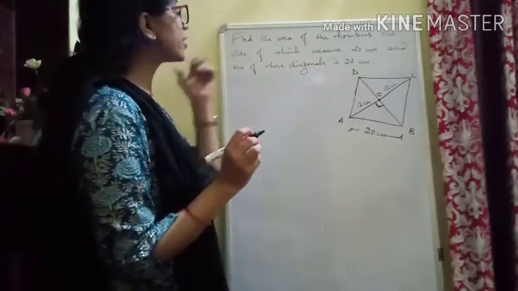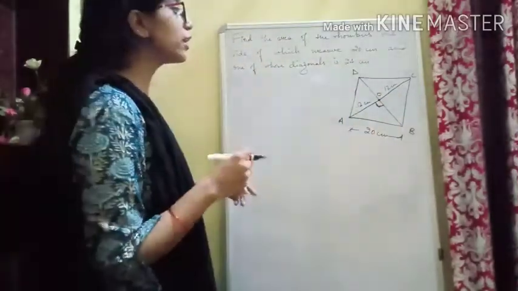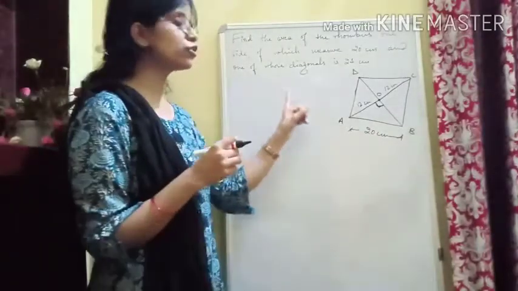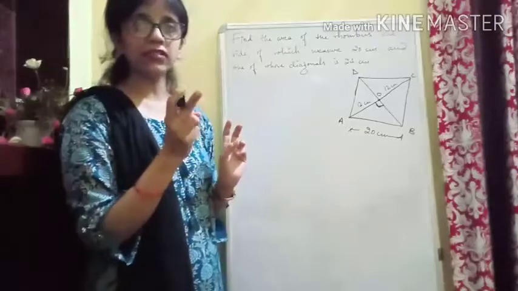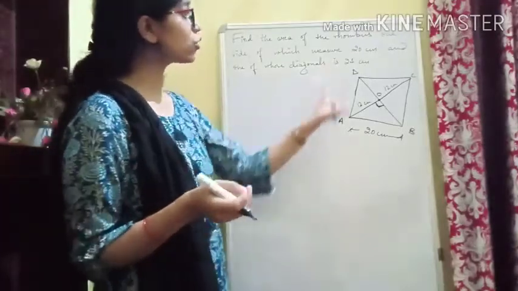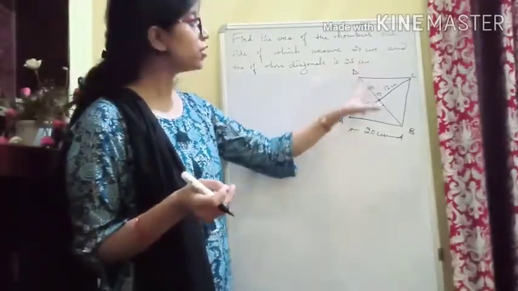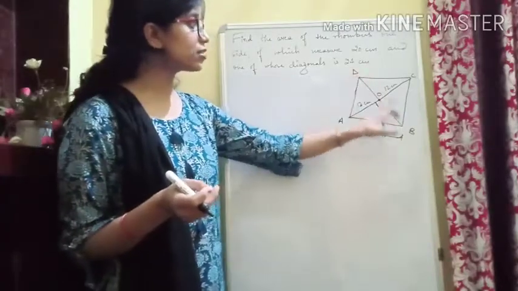Now we have to calculate the area of the rhombus. You know the area of a rhombus is half into the product of the diagonals. That means we want both the diagonals to calculate the area. One diagonal is already given, 24 centimeter. We want the other diagonal, that is BD.